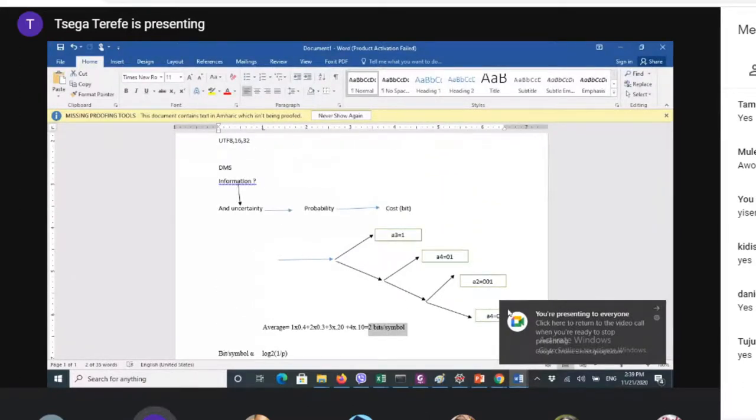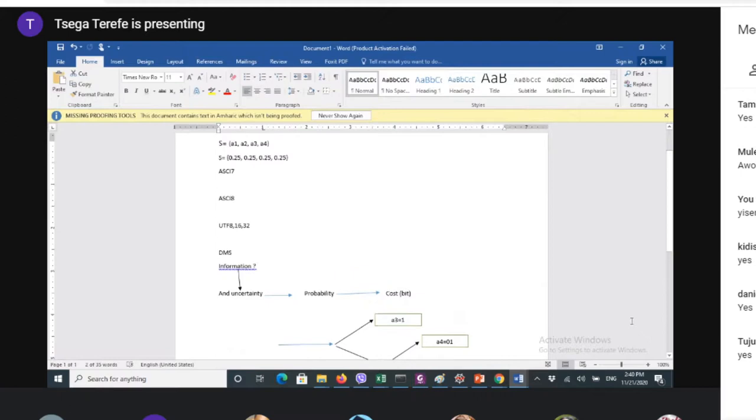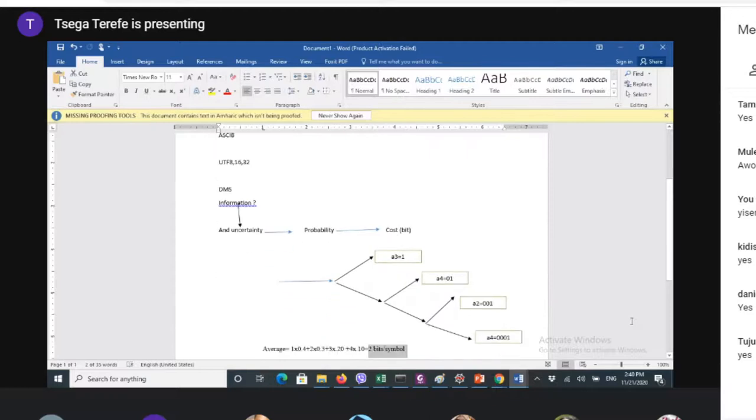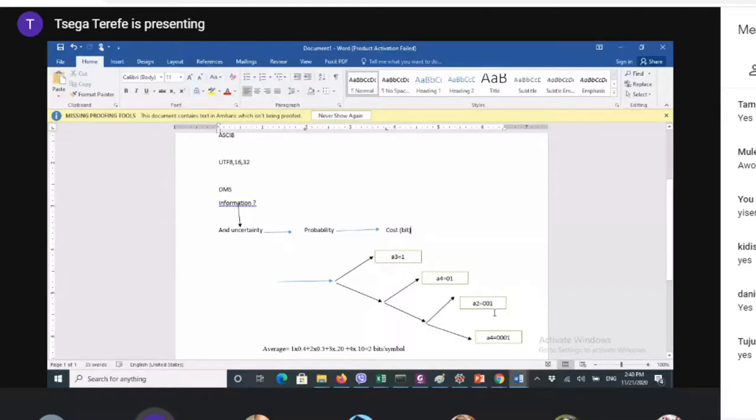OK, any questions here? If there are no questions, then if you can measure entropy in this way, linked with uncertainty, the next question would become: the code that you allocate for a given set of symbols should be resolvable at the receiver.